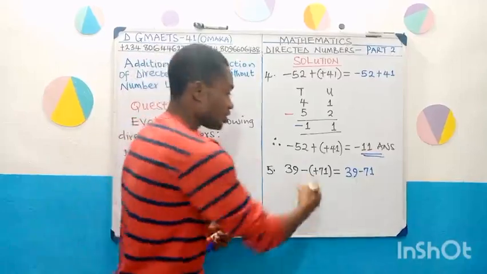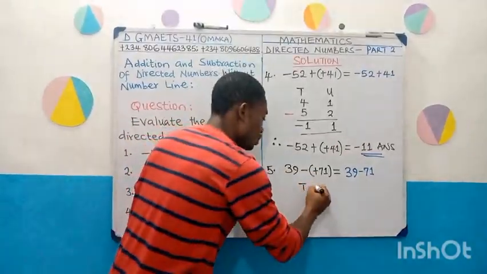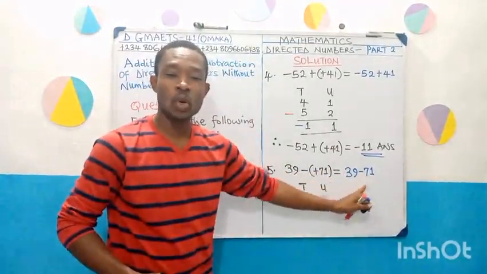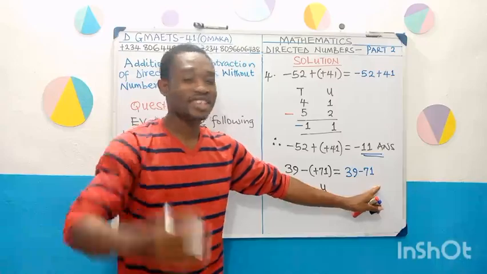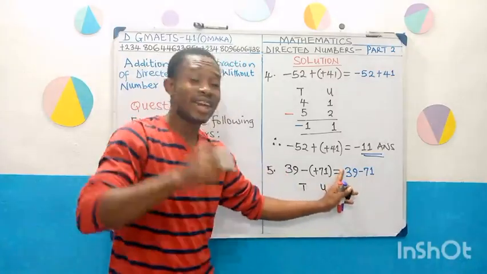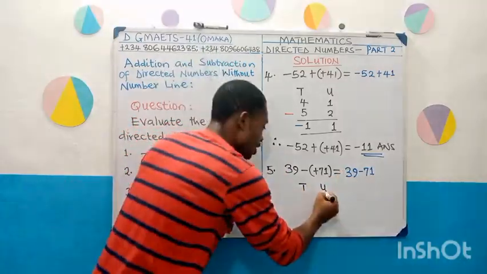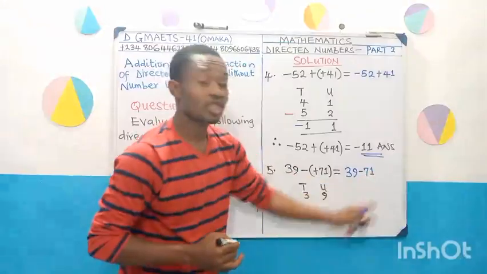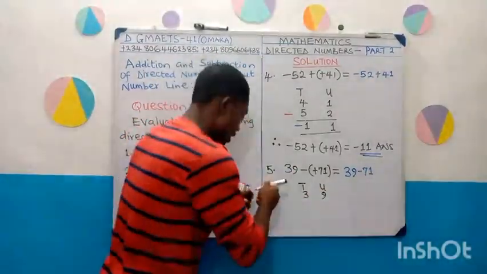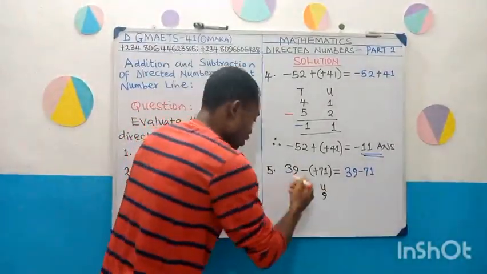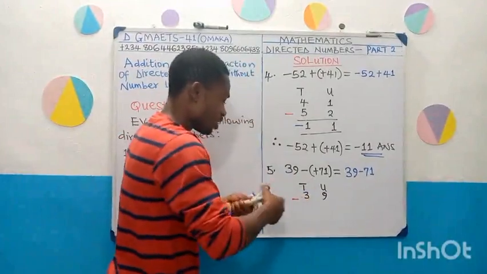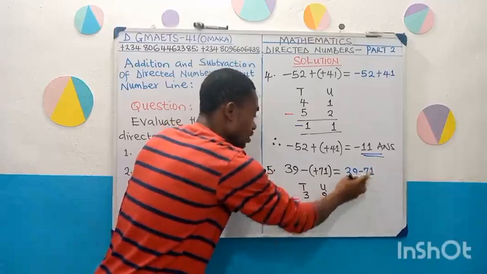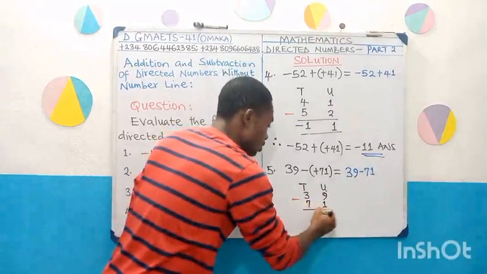Now let us arrange this. This is tens and units. They are two-digit numbers, tens and units. Okay, which one will come first, 39 or 71? 39 will come first because 39 has plus. So I'll put 39, 9 will come under units, 3 will come under tens. Then minus 71 will follow. I'll put minus here, and then 71 will follow. This 1 will come under units, and then 7 will come under tens.